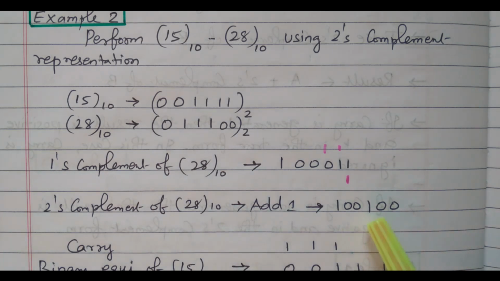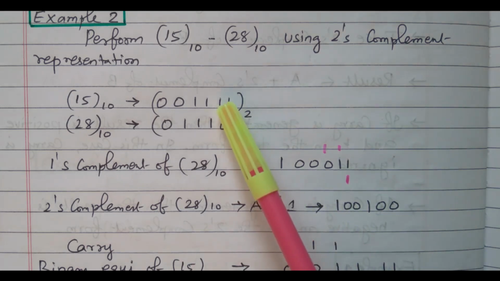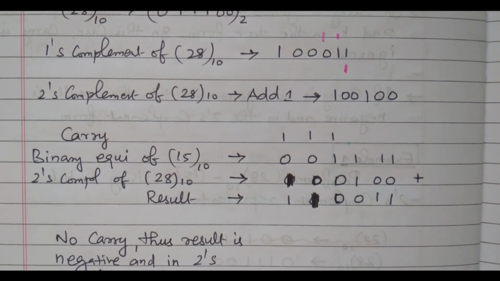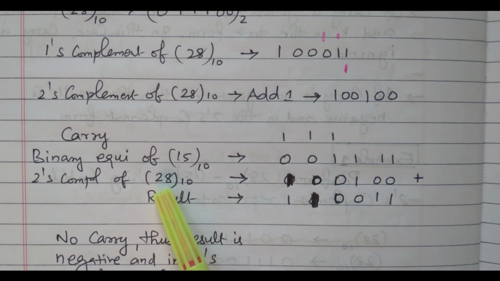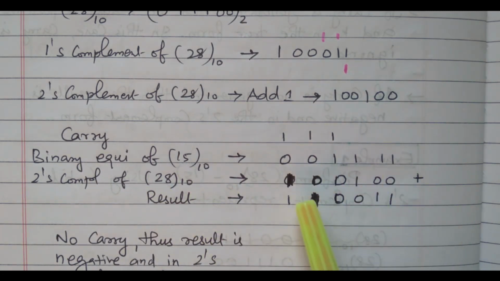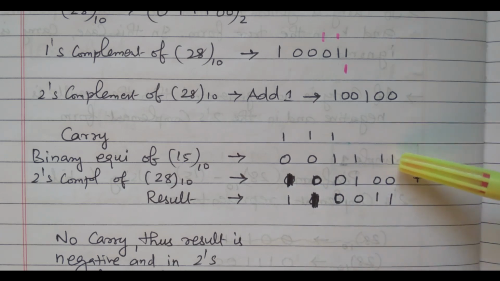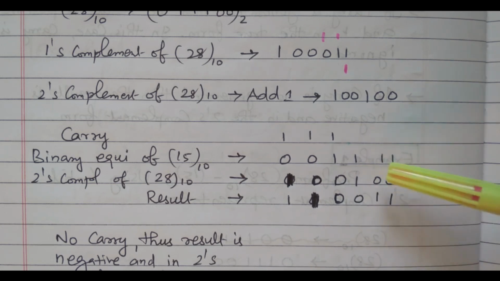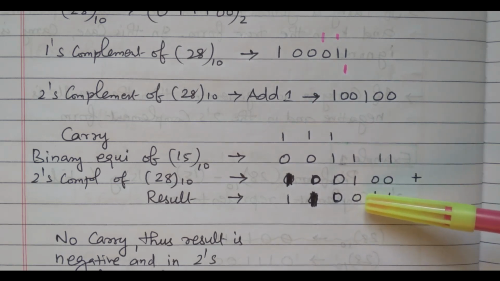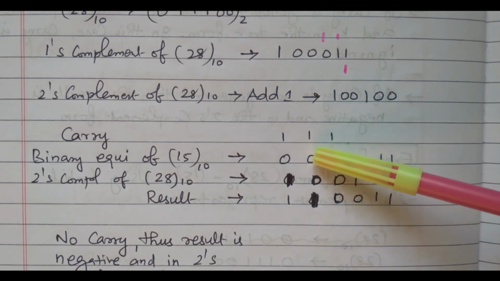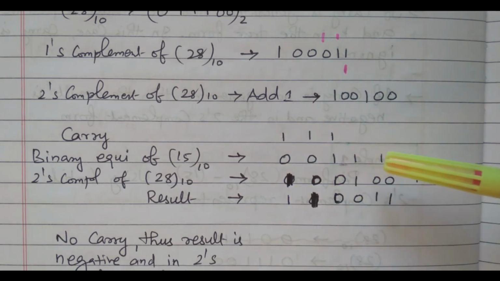Now what we need to do? The 2's complement of the second number should be added with the first number, right. We will see what the addition process is. So this is the first number 15: 0, 0, 1, 1, 1, 1. Then the 2's complement of the second number 28 is nothing but 1, 0, 0, 1, 0, 0. Now we need to add these two values, right. 1 plus 0 is 1, 1 plus 0 is 1, 1 plus 1 is 0, the carry is 1. Again 1 plus 1, sum is 0, carry is 1. This carry is written as it is.